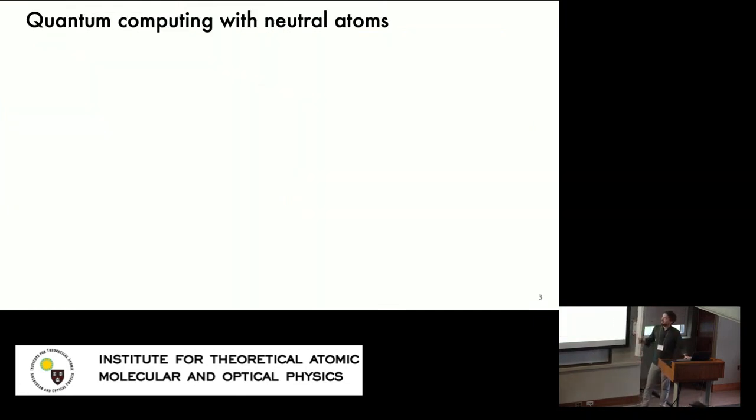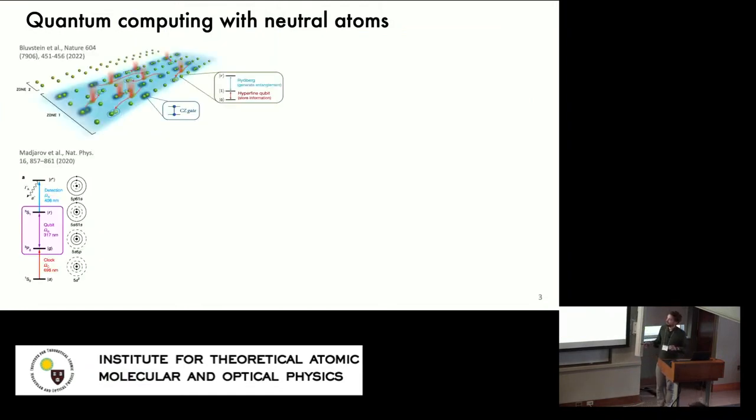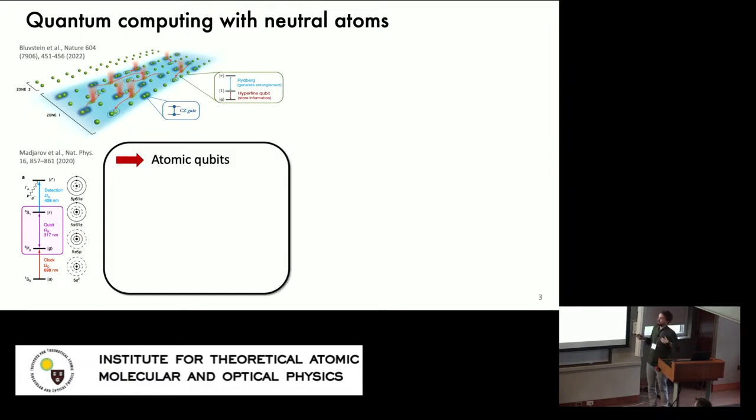Again, to do quantum computing with neutral atoms, I'm preaching to the choir. I don't have to say much here. Also, these two pictures are, I feel, now somewhat outdated even. But well, I don't have to convince you that so far we can use atoms very nicely to encode qubits.